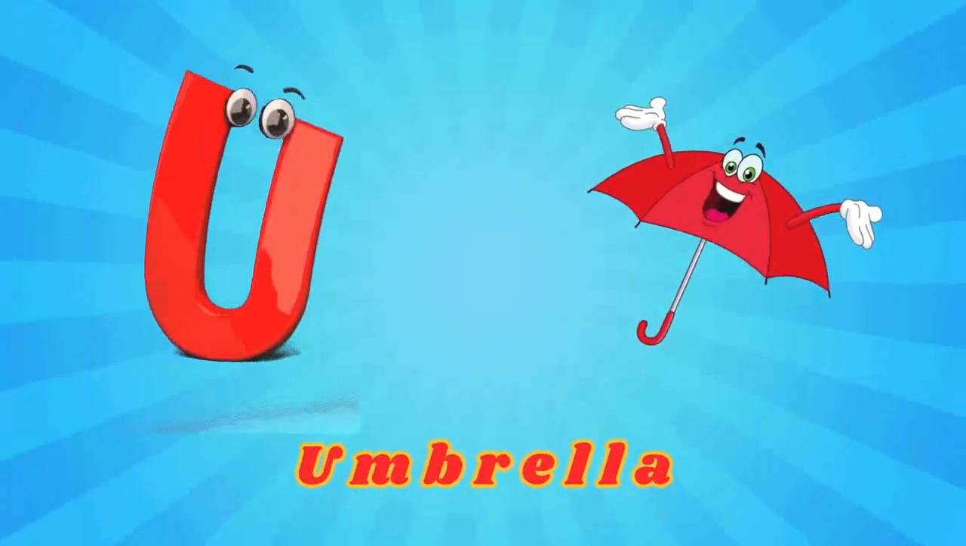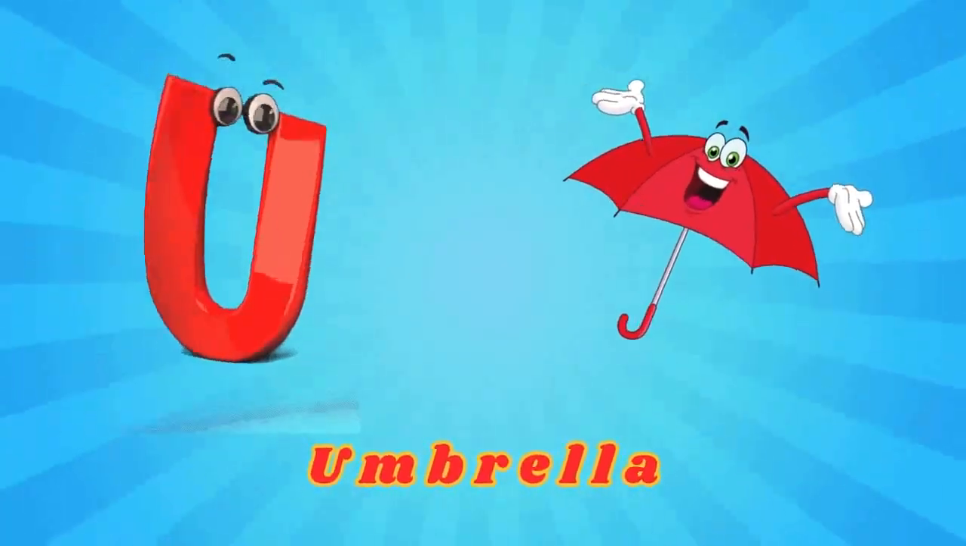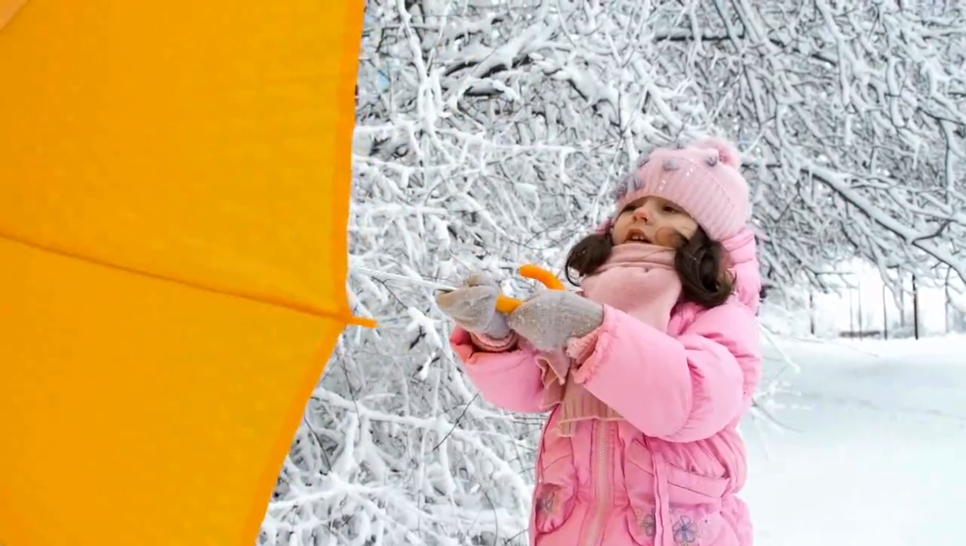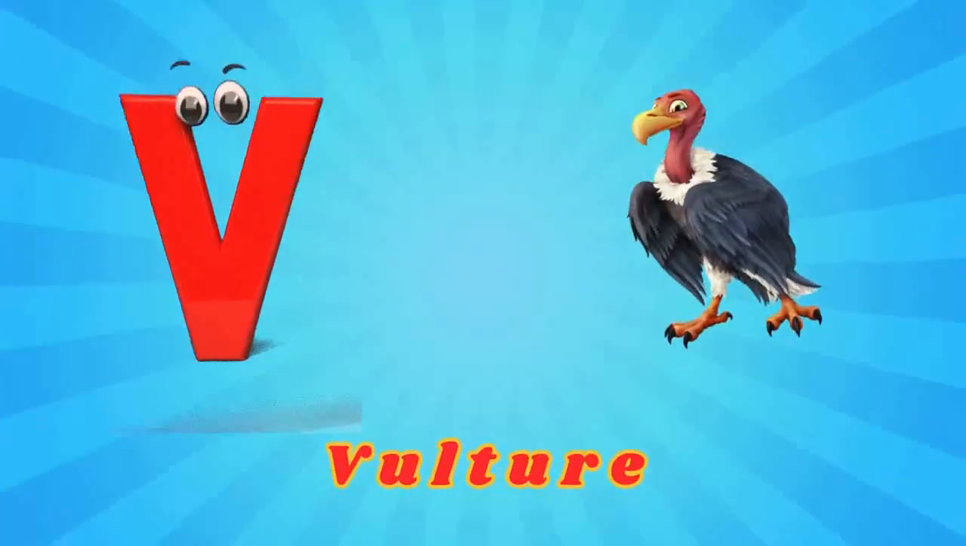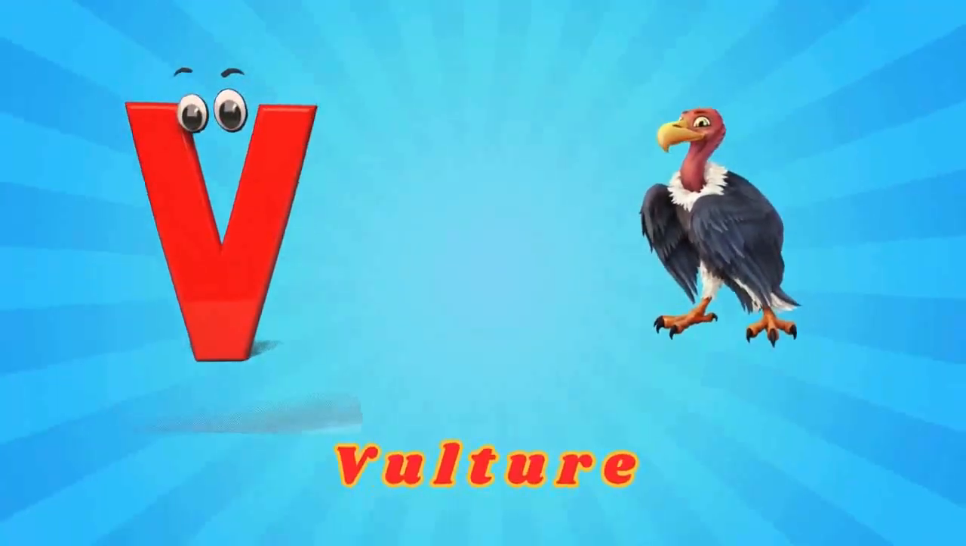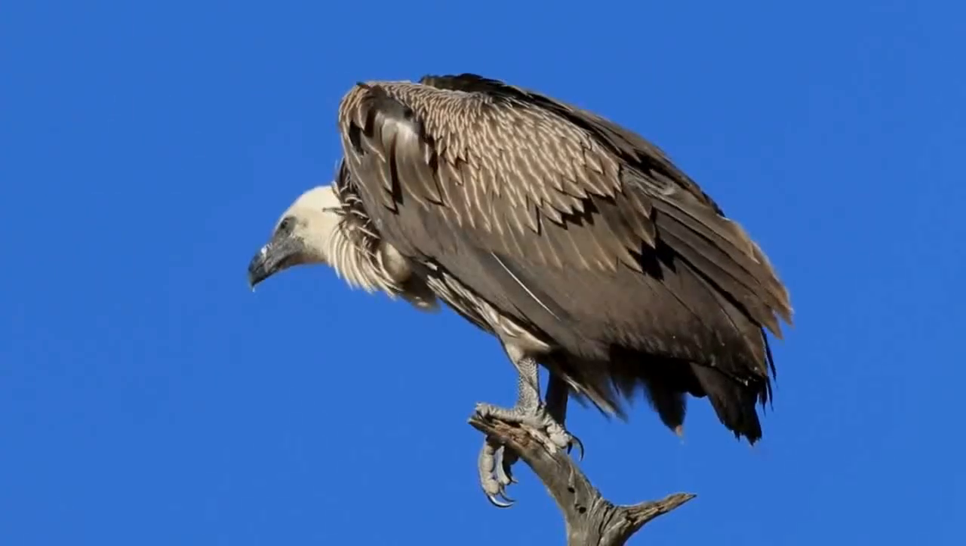U is for umbrella. Umbrella. V is for vulture. The vulture. Vulture.